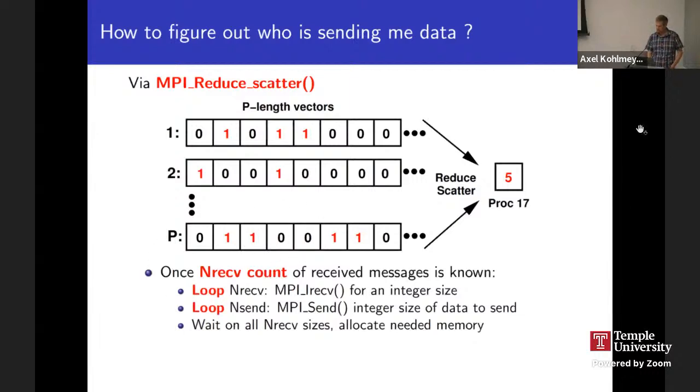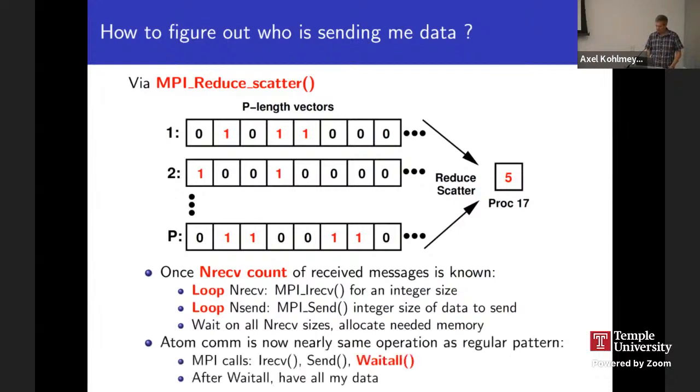Once you've received this count, 5 in this case for processor 17, you can loop over the number of receives and post a receive for an integer size, a single value. Then all the processors loop over who they're sending to, and send that processor the size of the data, or the number of atoms they're going to send. You wait on all these receives of sizes, and now you know exactly how many atoms each of those 5 processors are going to send you, and you can allocate ghost atom data, for example in LAMMPS, to make sure you can store that data when it comes in.